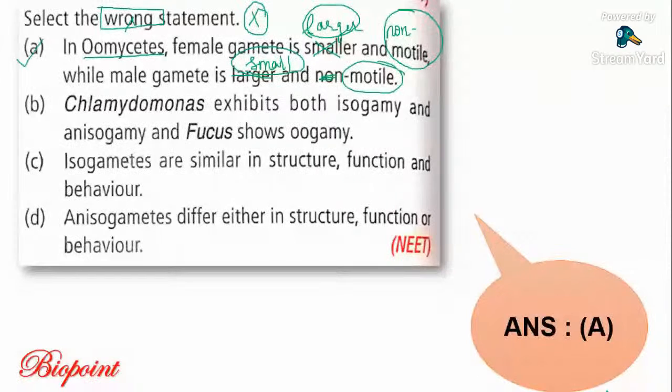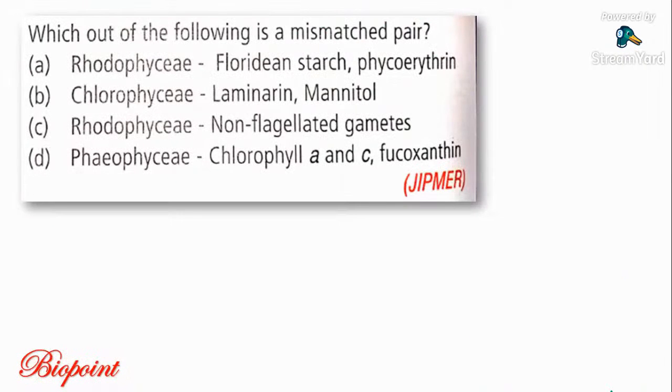So read out the other statements. Isogametes are similar in function, structure and behavior. Anisogametes differ either in structure, function or behavior. Chlamydomonas exhibits both isogamy and anisogamy, and Fucus shows oogamy. All these are the correct sentences.